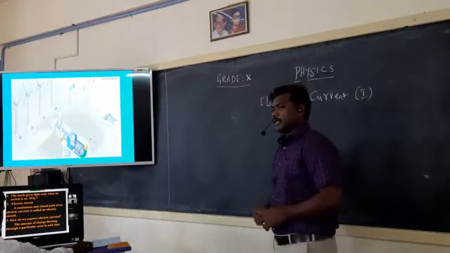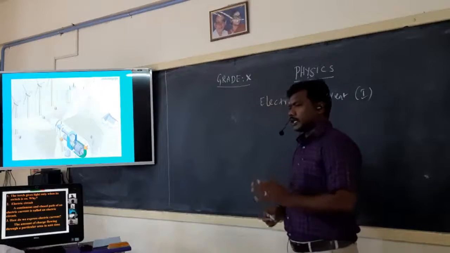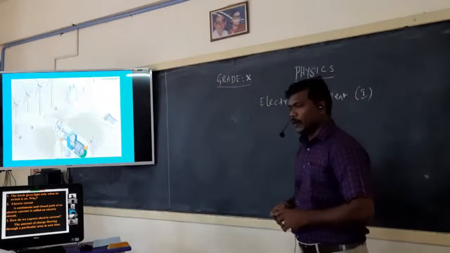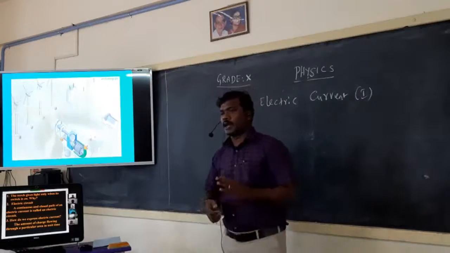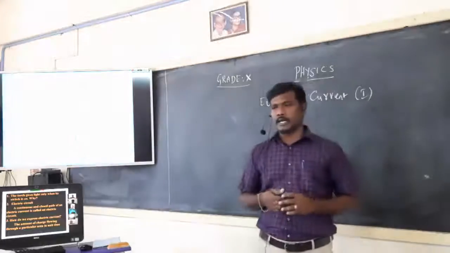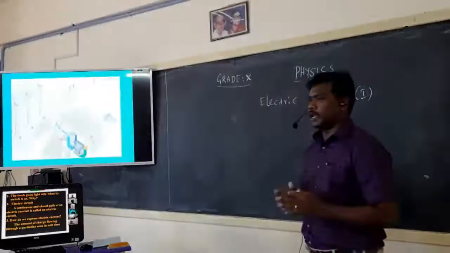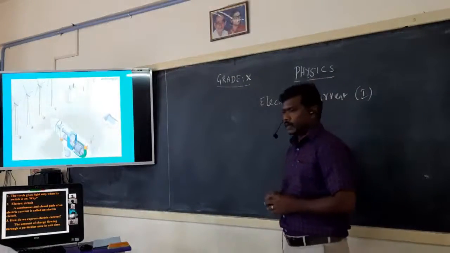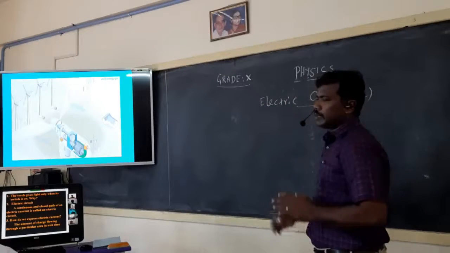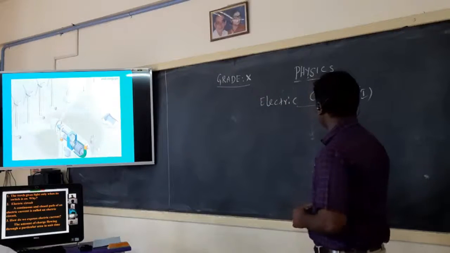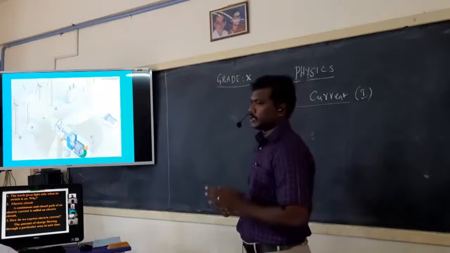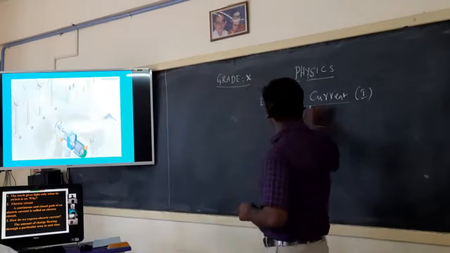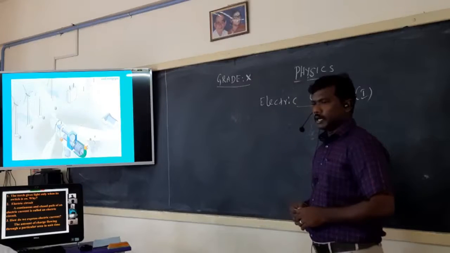What is meant by electric current? Electric current is defined as the rate of flow of electric charges in a particular area in a particular time. So the simple statement for electric current is nothing but the rate of flow of electric charges. That is the answer. What is meant by electric current? The rate of flow of electric charges.